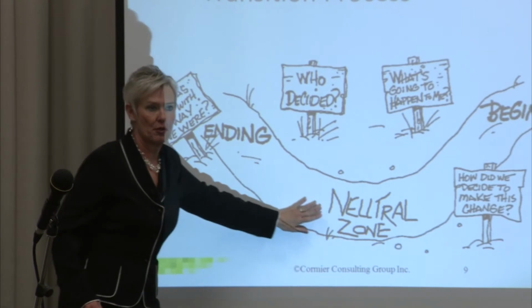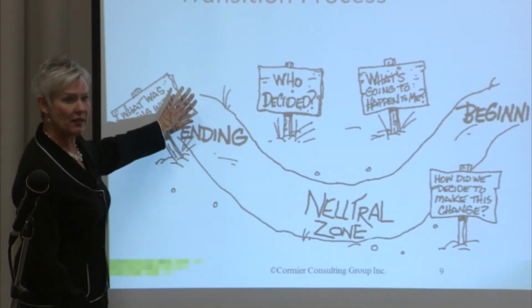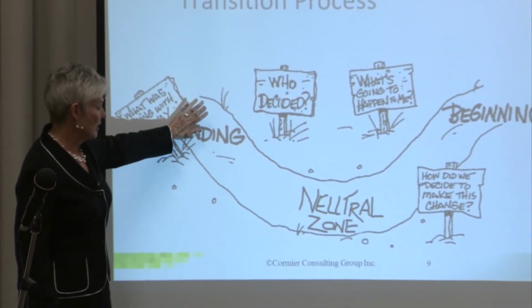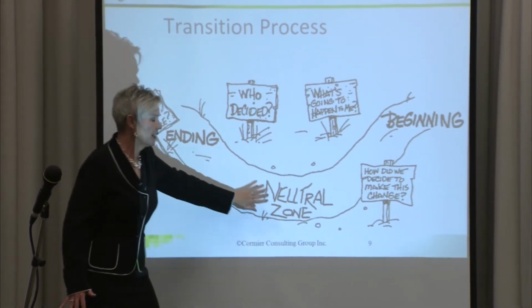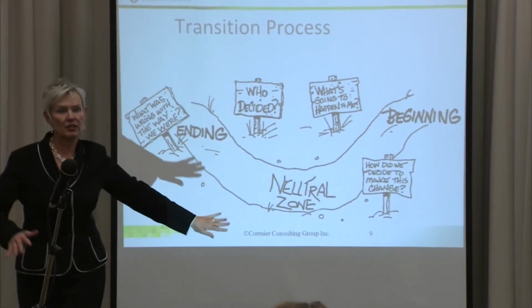This is on purpose, because one of the things that happens is that during the neutral zone, during this phase here, productivity will go down.